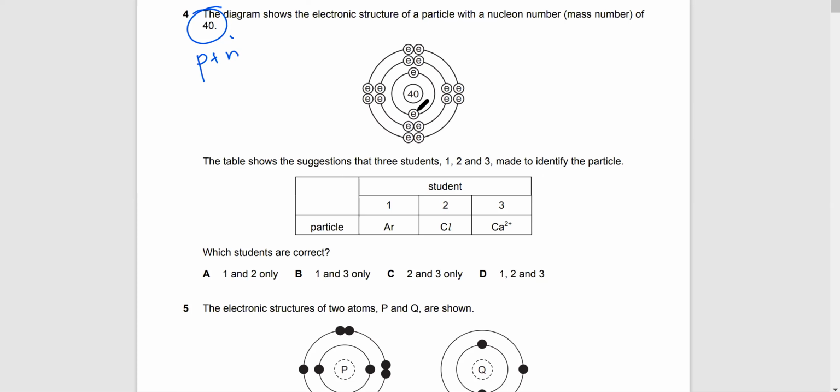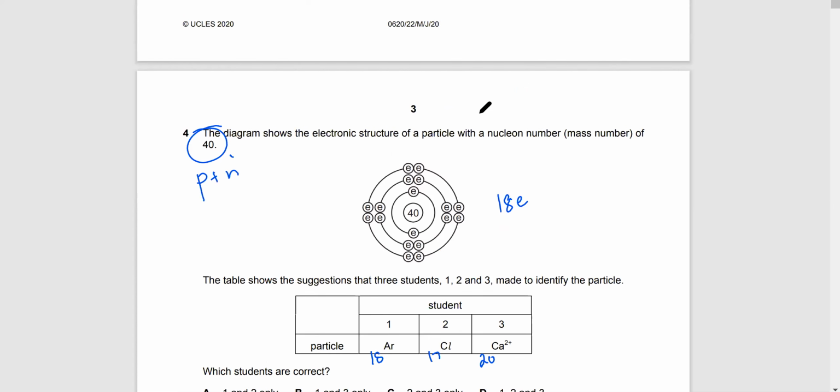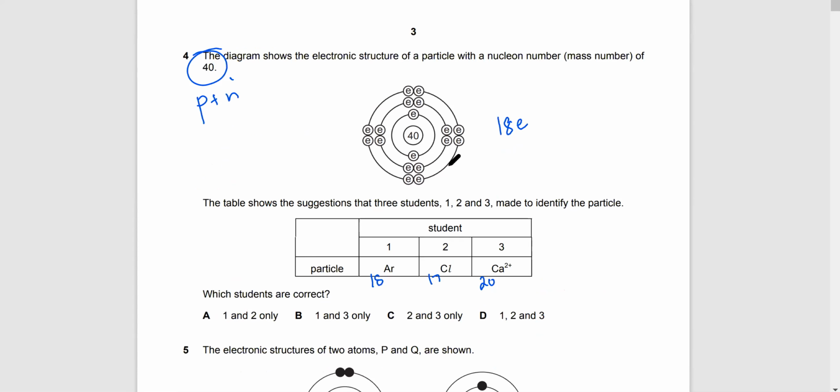So the only thing that you know is कि इसके पास electrons कितने हैं? 1, 2, 8, so that's 10 or 18. So the total 18 electrons हैं. Argon has a proton number of 18, Cl has a proton number of 17, and calcium has a proton number of 20. So which out of these three, what could be the particles? Argon हो सकता है. Yes. ठीक है, क्योंकि 18 electrons हैं. मतलब the proton number is 18, so it has 18 electrons.